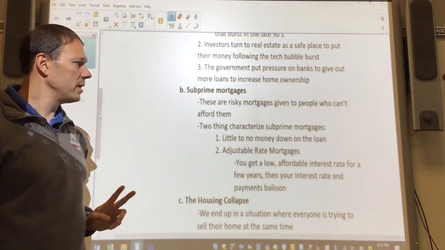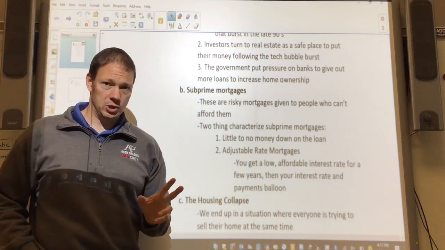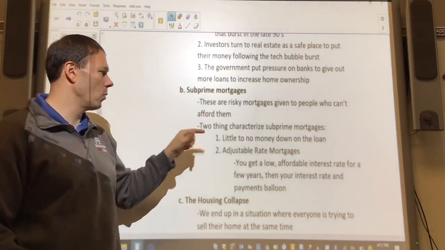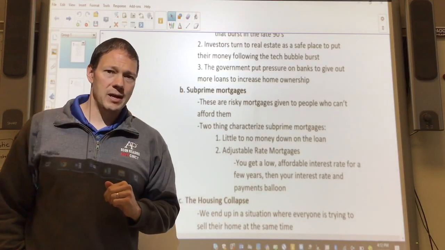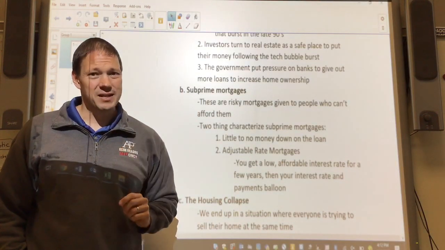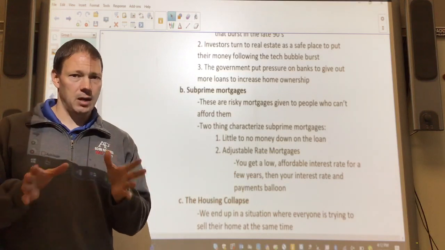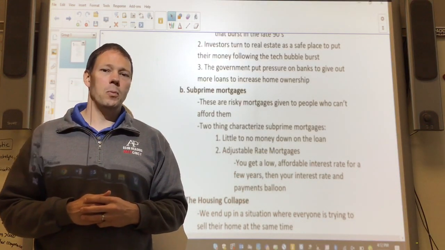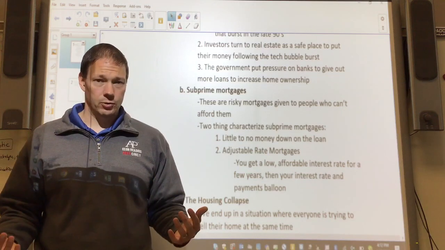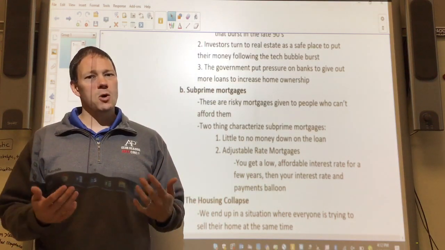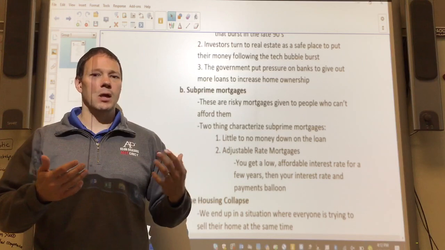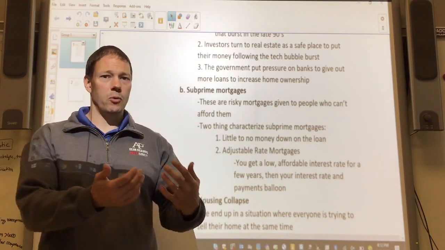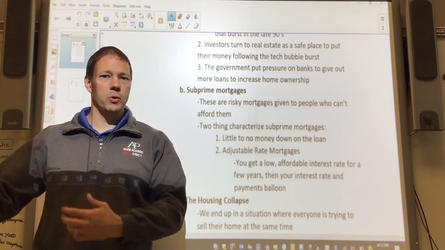So, two things that characterize subprime mortgages, which are mortgages given to risky individuals. Number one, little to no money down on the loan. Now, bad idea, okay? I'm going to try to keep this as simple as possible. Let's say you're buying a home worth $100,000, okay? You really don't want to go to the bank and take out a loan for $100,000. Because now you owe the bank $100,000, and your home is worth $100,000.